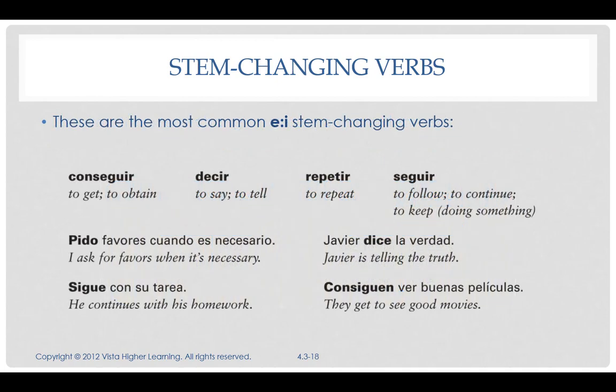These are the most common E to I stem changing verbs. Conseguir, decir, repetir, seguir. Look at the examples in context and listen as they are read.